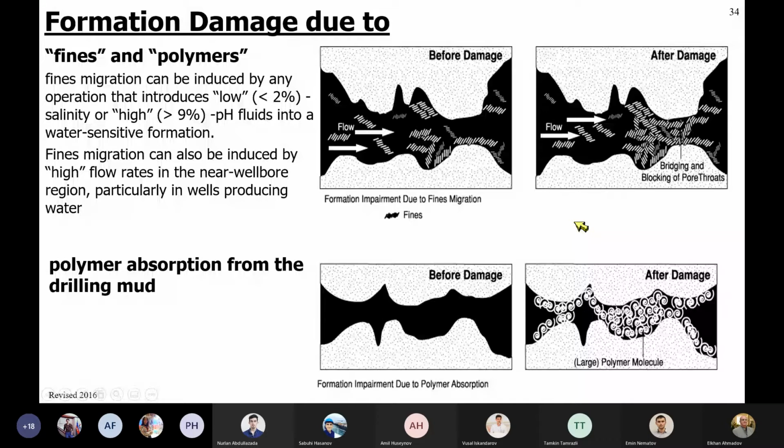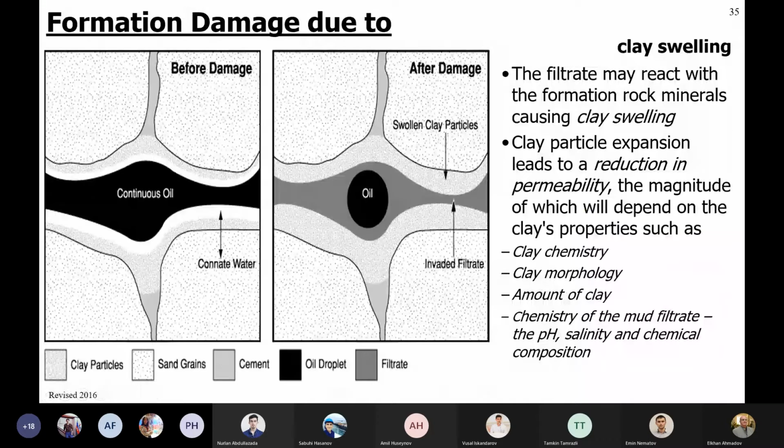Clay swelling: depending on clay chemistry and morphology and the chemistry of the mud fluid, these clay minerals in the reservoir may start swelling, and it will reduce the pore throat size or pore space, reducing permeability as well.